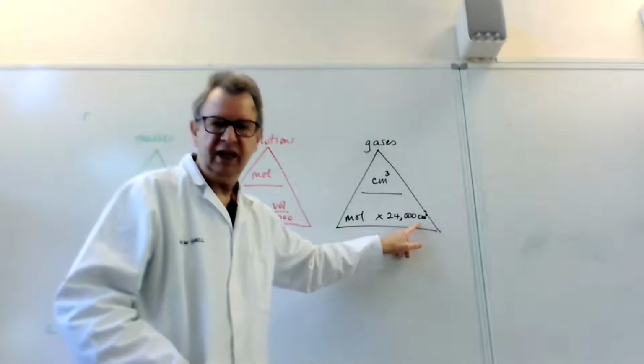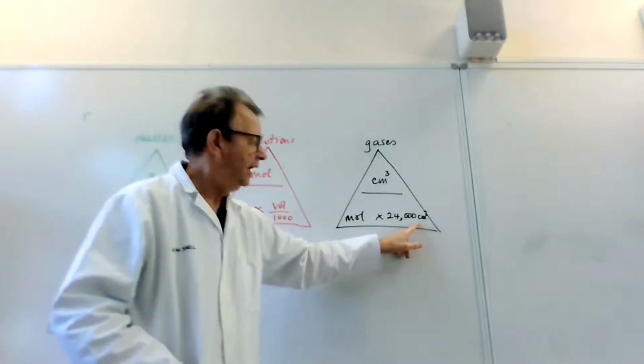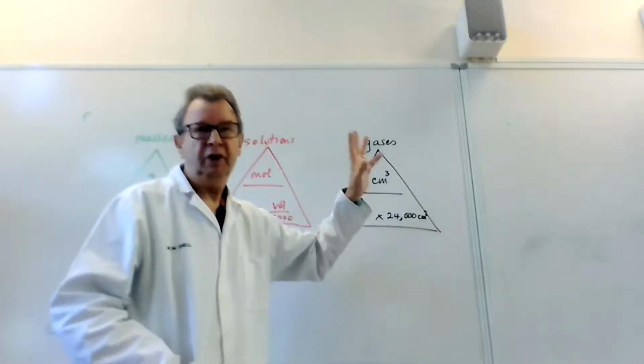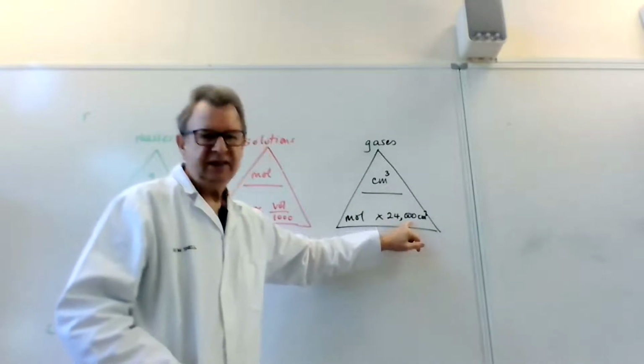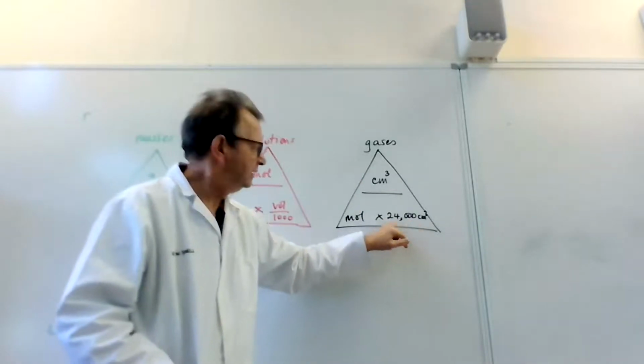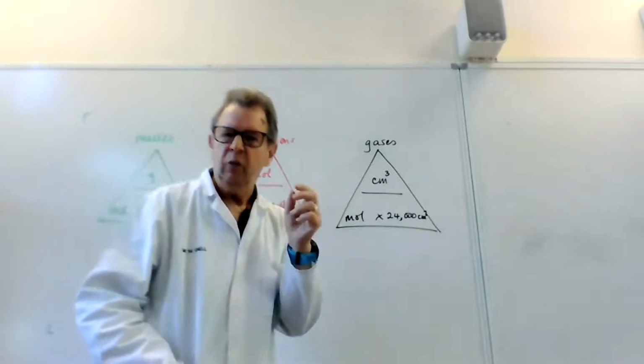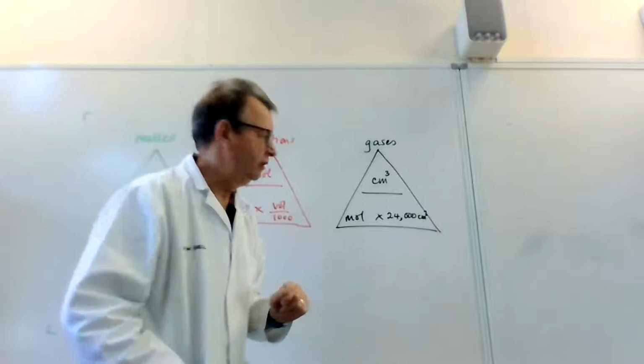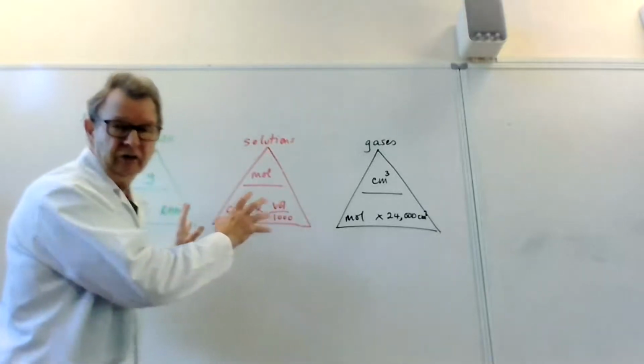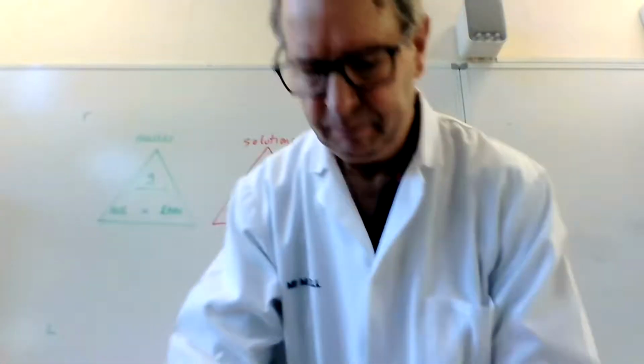Sometimes they give it at STP. STP is standard temperature and pressure: normal pressure, 1 atmosphere, but at 0 degrees Celsius. And this number then is 22,400. You don't have to worry about it though, because whatever they want you to use, they're going to give you it in the question. So these three triangles allow us to work out just about everything.